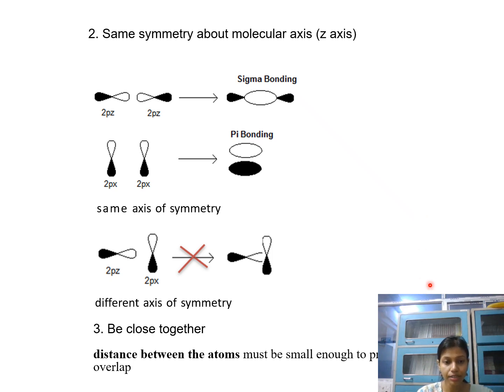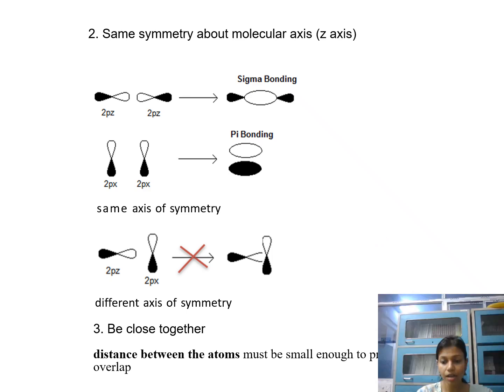Now, you just see the third point, that the atoms should be close enough. If the atoms cannot come very close to each other, then this overlap is not at all possible, because first they have to come closer, and only then is the bonding possible. So that is a very basic thing.